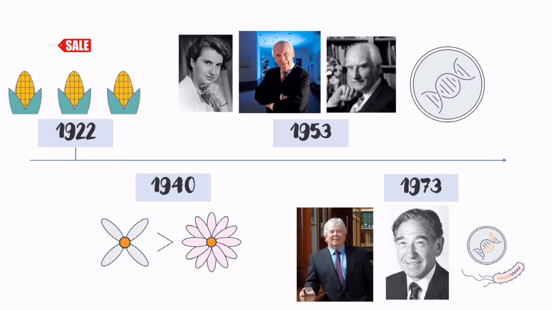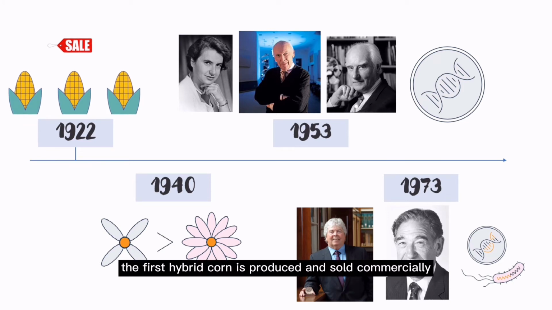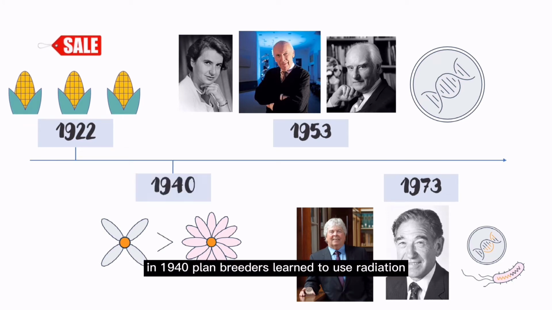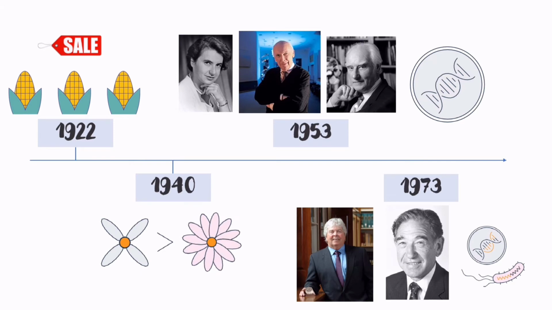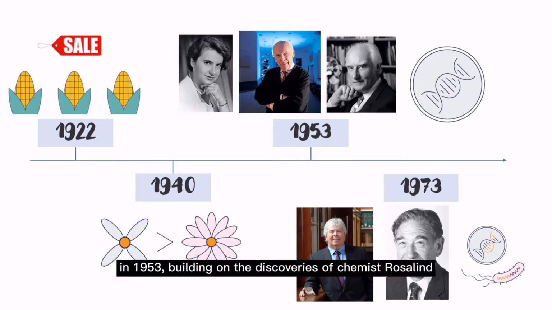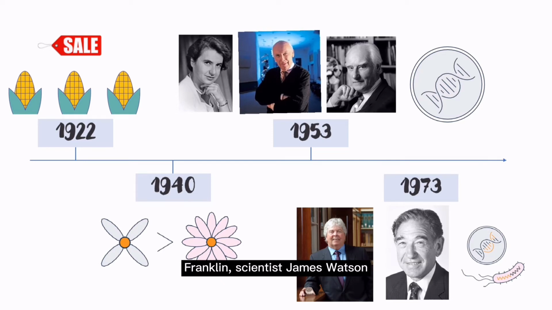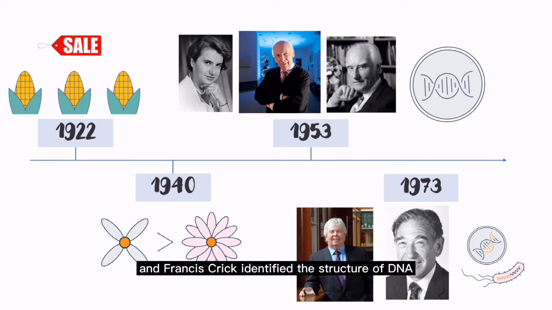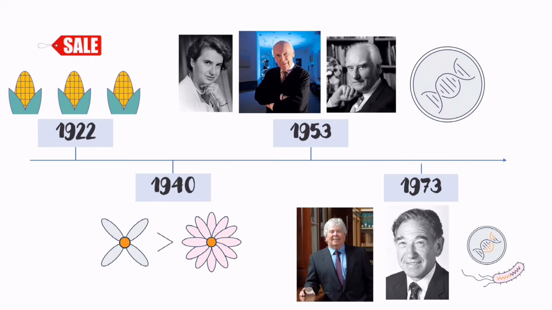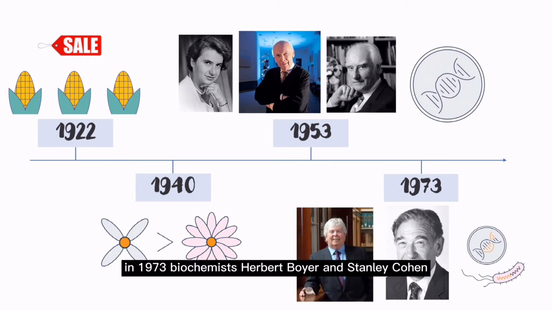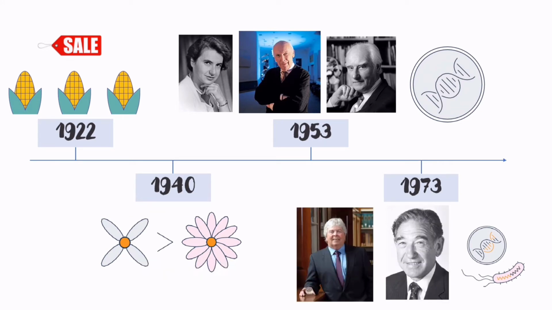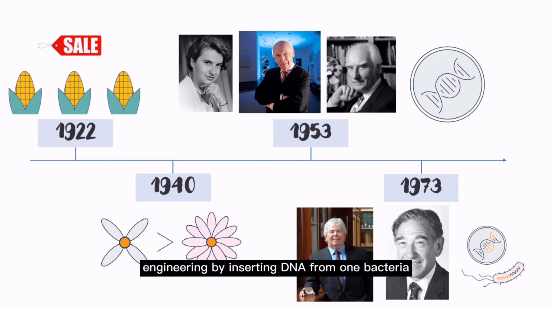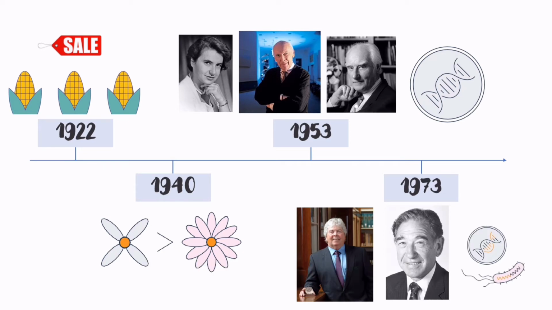In 1922, the first hybrid corn was produced and sold commercially. In 1940, plant breeders learned to use radiation or chemicals to randomly change an organism's DNA. In 1953, building on the discoveries of chemist Rosalind Franklin, scientists James Watson and Francis Crick identified the structure of DNA. In 1973, biochemists Herbert Boyer and Stanley Cohen developed genetic engineering by inserting DNA from one bacteria into another.